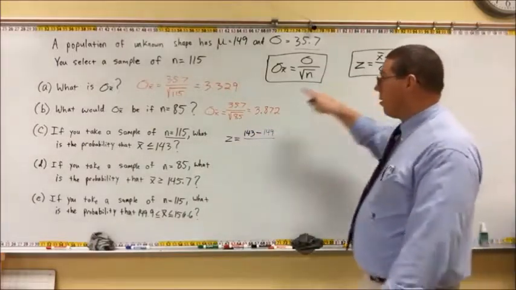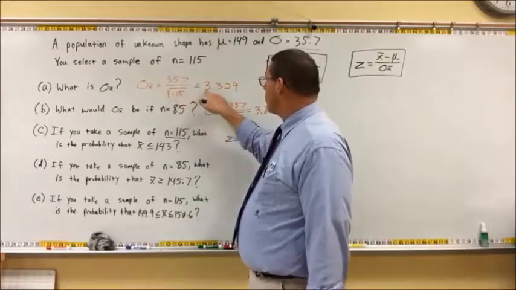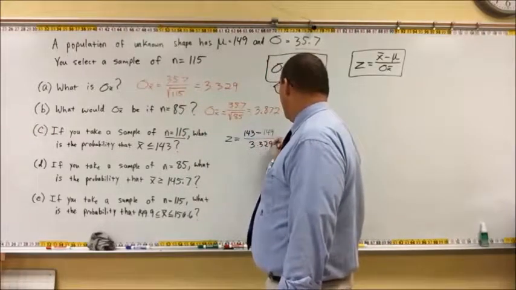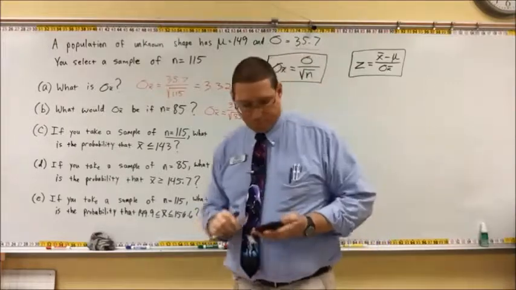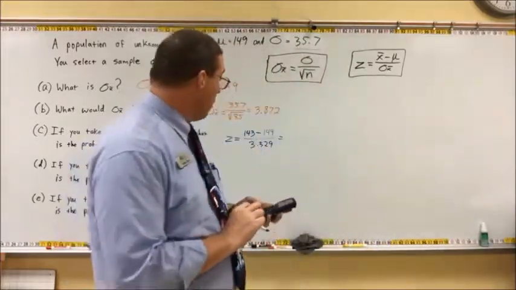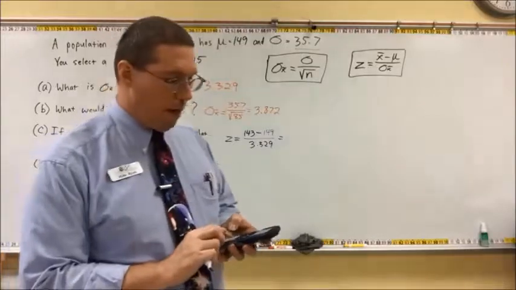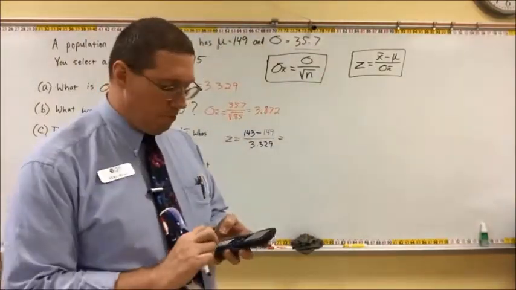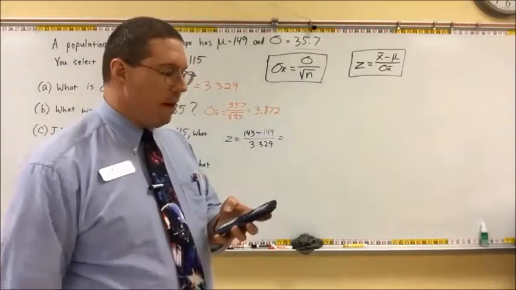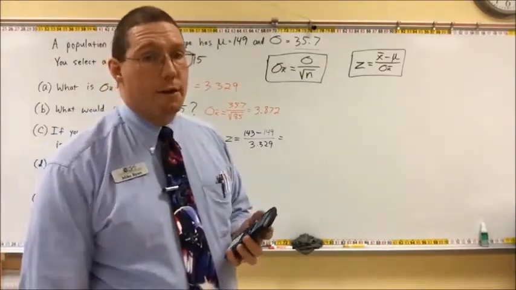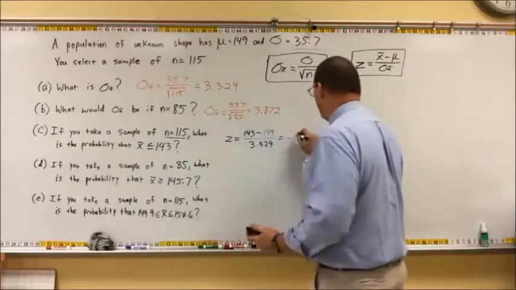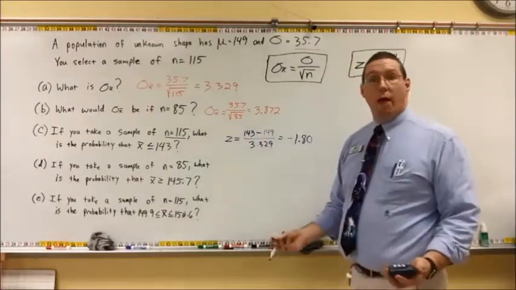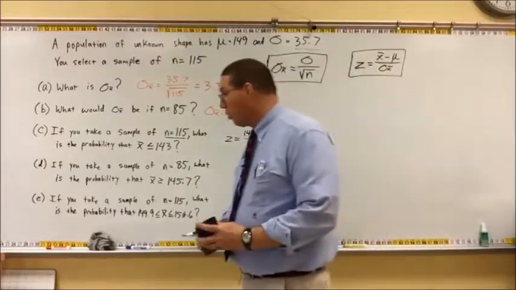And the standard error for 115 is 3.329. So we're just going to do this in the calculator. 143 minus 149, that's negative 6, divided by 3.329 gives us negative 1.80. Now we have a z-score, and we know what to do with a z-score because we've done this a lot.